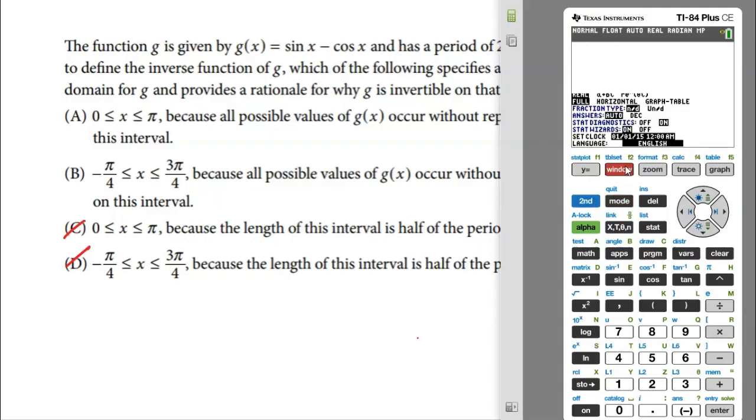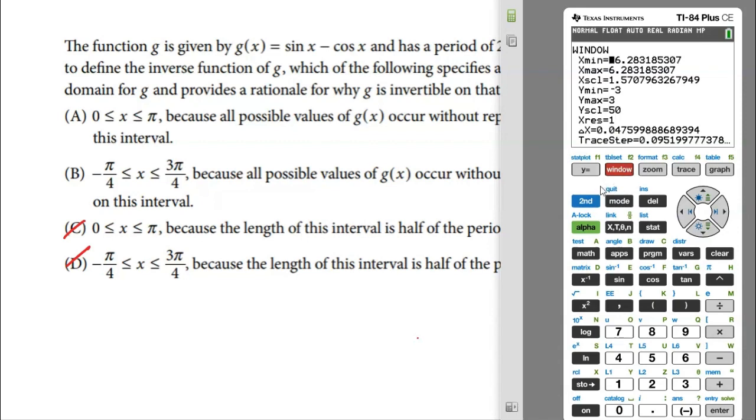Now, the other thing I'm going to do is adjust that window, right? So they said that the period is 2 pi. So I went for a minimum of negative 2 pi and a maximum of positive 2 pi, just so that I get a nice view of this all. And for the y min and max, typically we go up to 1, down to negative 1, but I spread it out a little bit more to see it. I went negative 3 to 3.